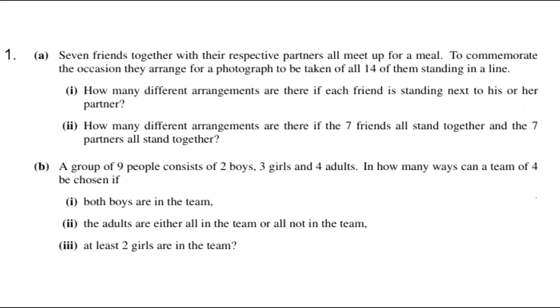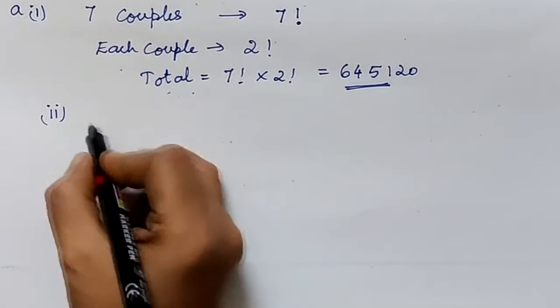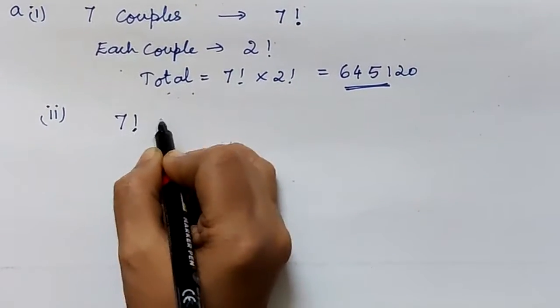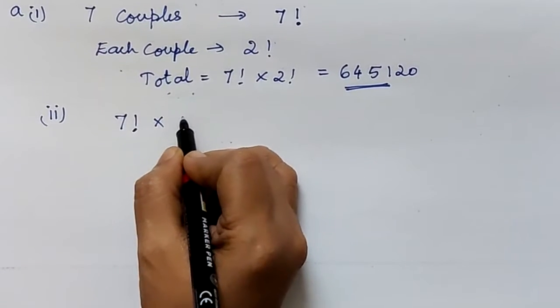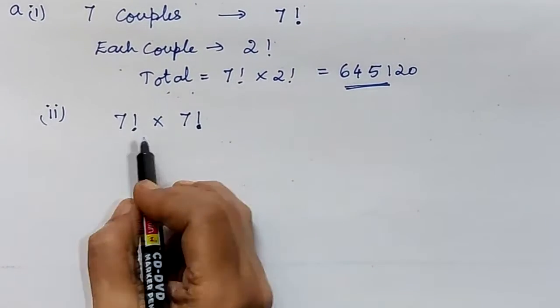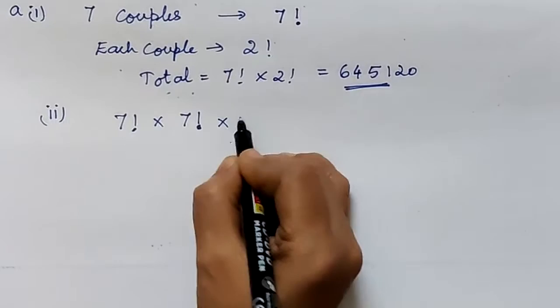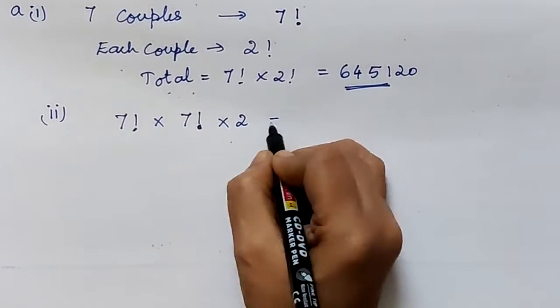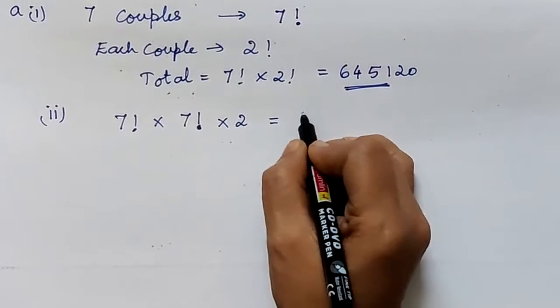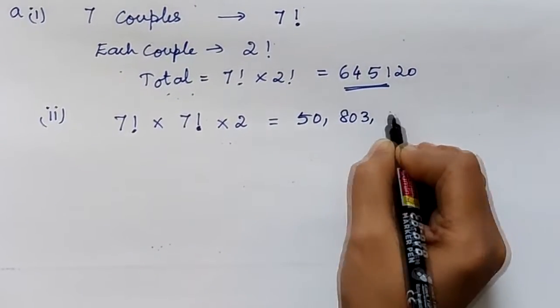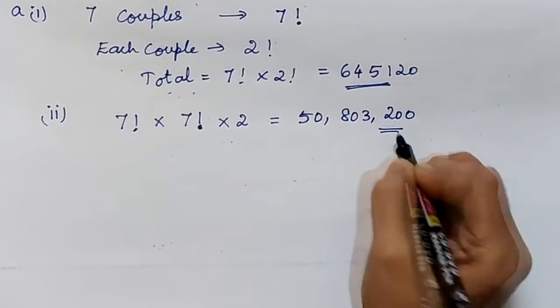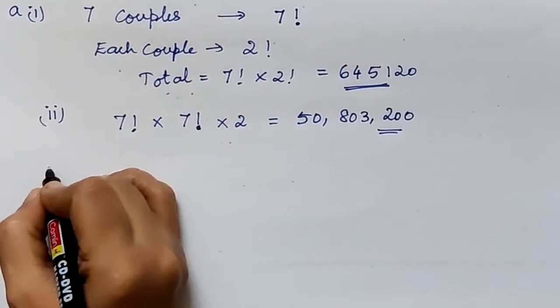Second part of the question: how many different arrangements are there if the 7 friends are all standing together, and the 7 partners are all standing together? So now all the 7 friends are standing together, so it will be 7 factorial. And all the partners are standing together, so again it's a 7 factorial. First it can be friends and then the partners, or it can be partners and then friends. So that is why 2 different ways are there. So it is a 2. When we simplify this, you can just use the calculator and get the answer for this.